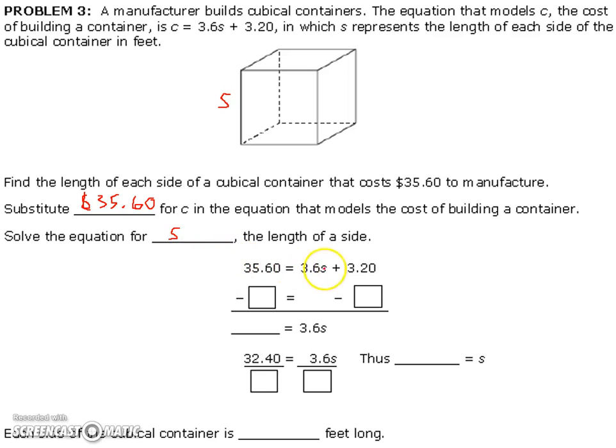Okay, so here's our equation. We replace C with $35.60. We're going to isolate the variable S. So we start by removing the 3.20 that's being added. And what we do to one side, of course, we do to both sides. That's our equality property. So here we're using the subtraction property. Okay, and so on this side, they just equal 0, so that goes away. And on this side, you subtract that, and you get $32.40.